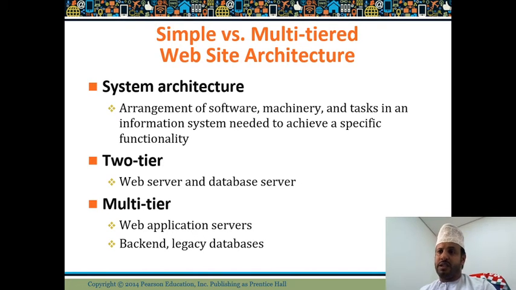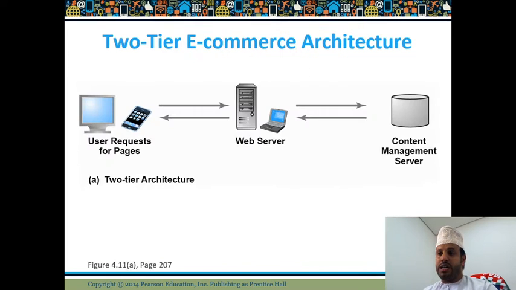Multi-tier: application, web application server, and back-end legacy, that is a database. But as you've seen here, this is a two-tier. A client is connecting to the web server, and the web server is connecting to the database management system, which is the database content. This is just a two-tier architecture.